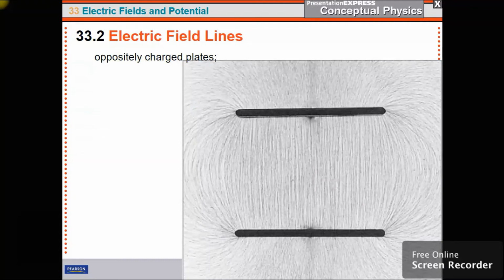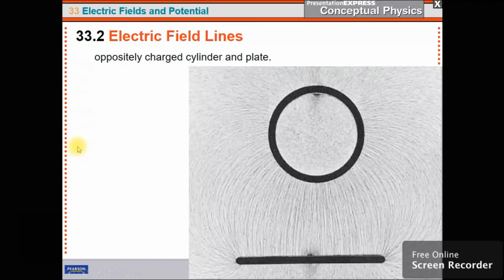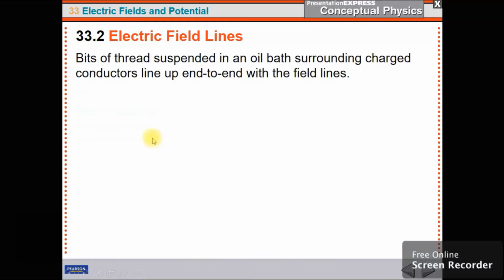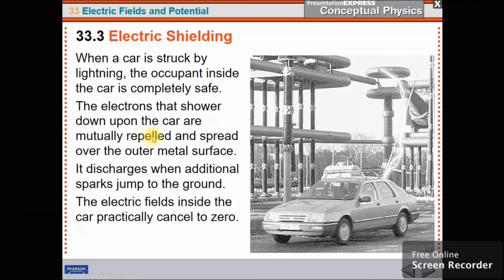Okay, and then finally we have another picture, charged plates that are opposite charges. So it's going from one side to the other, and you can see how they start to bend out when the plates run out. And then this one is a circular conductor and a plate that are opposite charges. So here the lines are straight, right in the middle it's straight, but everywhere else it starts to bend a little bit. And even these lines back here will come out and around and all the way around. Pretty cool, huh? Bits of thread.